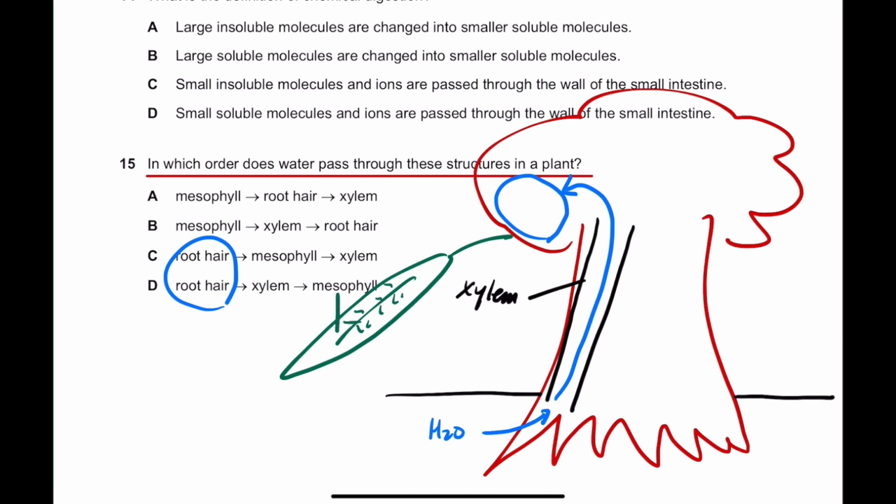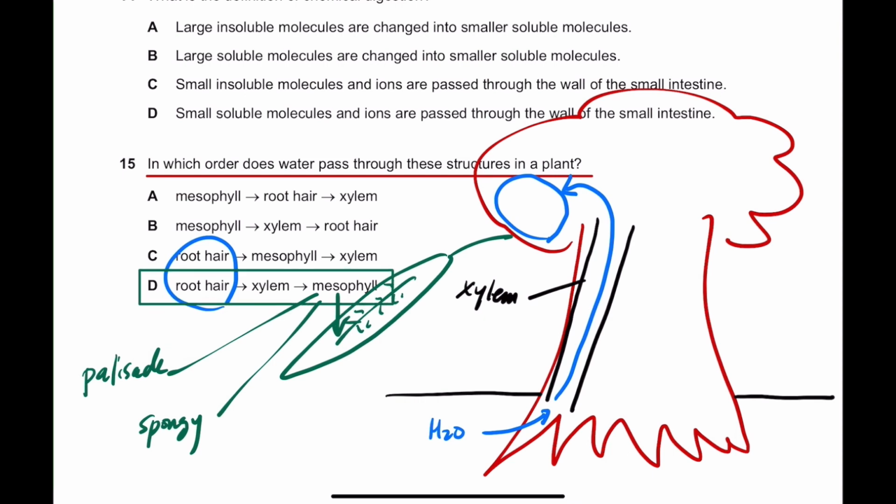The leaves have a layer called mesophyll layer. There are two types of mesophyll layers. One is palisade mesophyll layer. The other one is called spongy mesophyll layer. So they enter this mesophyll layer. Hence, the answer should be D for this one. Okay?